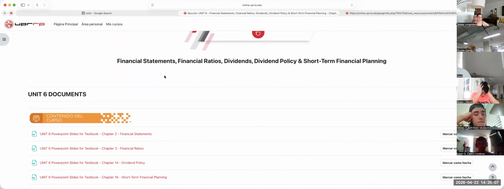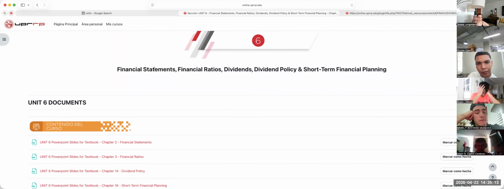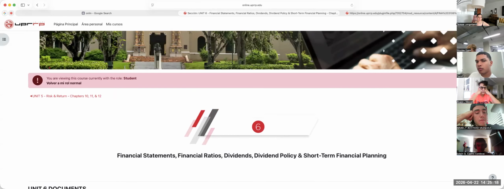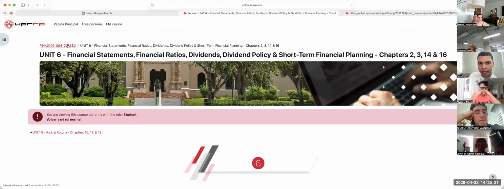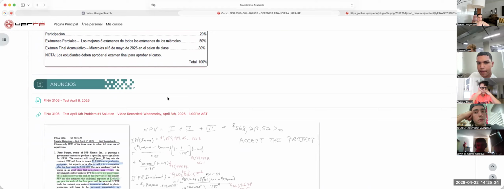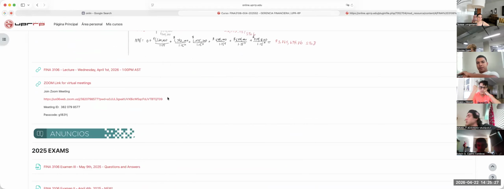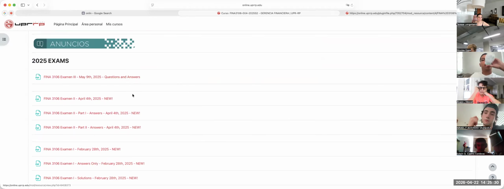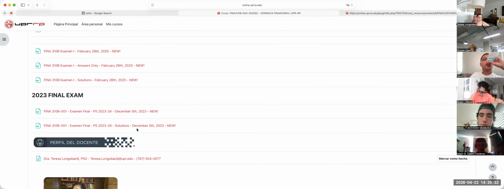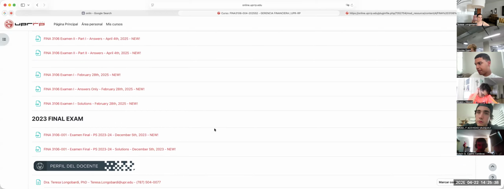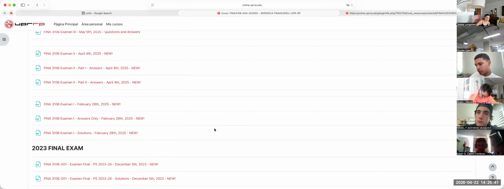The topic is financial statements, financial ratios, and that material. But you're going to spend more time with, and there's more focus on, the other units. So work on those first. At the beginning of the course, I have some exams right here. Exam 3, exam 2, exam 1, final exams. I just have one final. You guys work on them and bring me your questions, or you can pick one and I can solve the whole exam online if you want. Let me know.